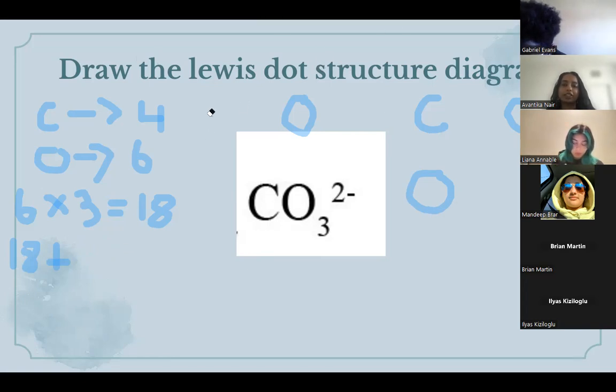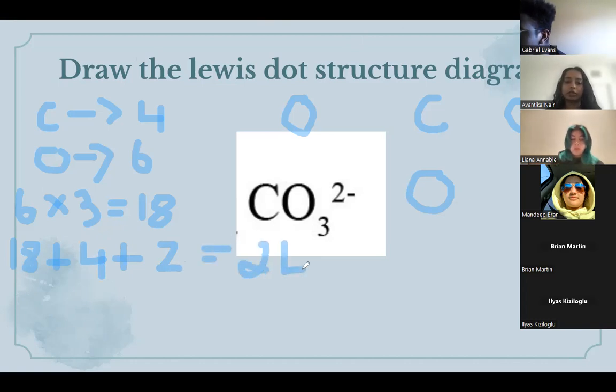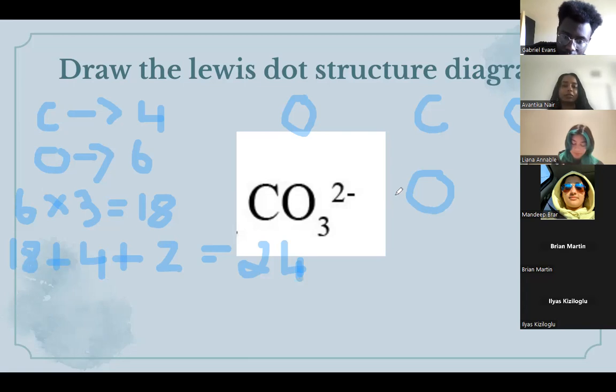I'm trying to look at the chat at the same time that I do this. So 18 plus 4 plus 2. Yeah, so it should be 6 times 3 plus 4 plus 2. So I think you're right, it is 24. I'm so sorry, that was my bad. I apologize. Okay, so now that we know there's 24, how do we start?